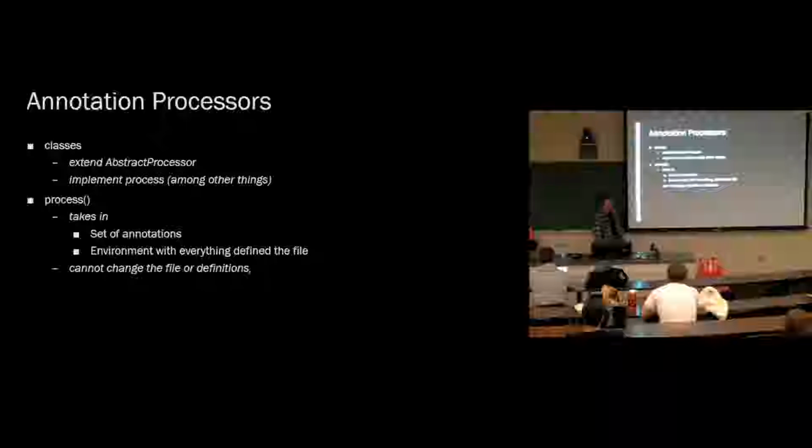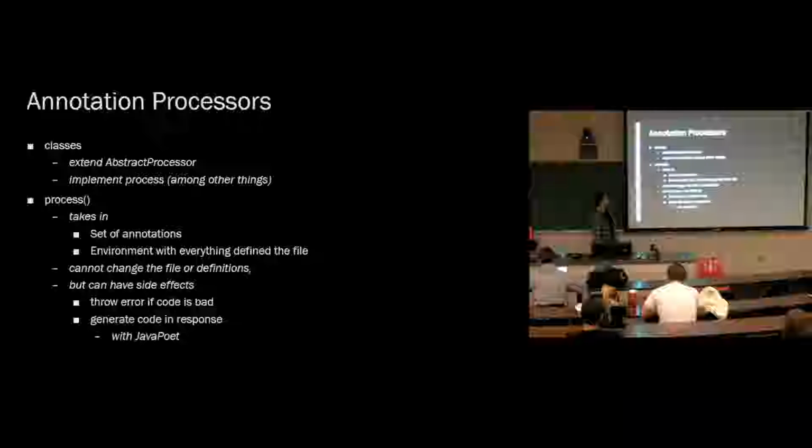And what the method can do, well, it can't change the file or definitions. Like we said, this isn't like Python. We don't have that kind of power. But we can have side effects. So we can throw an error. That's what @Override does, right? If you say @Override, but you're not actually overriding anything, you get an error. So that's a side effect. That's a side effect of the annotation that isn't changing the behavior of the code. It's just causing a side effect at compile time.